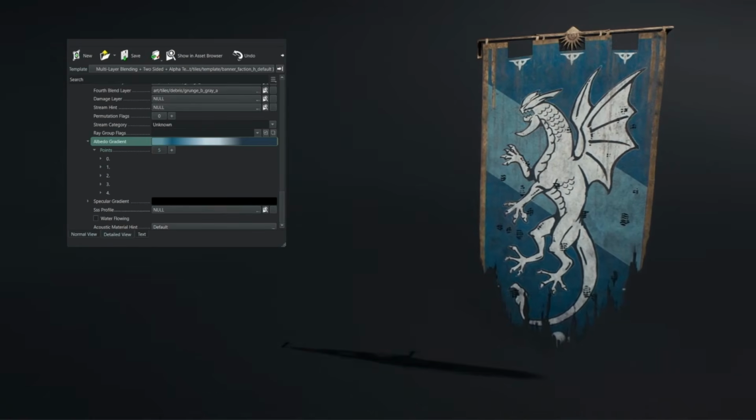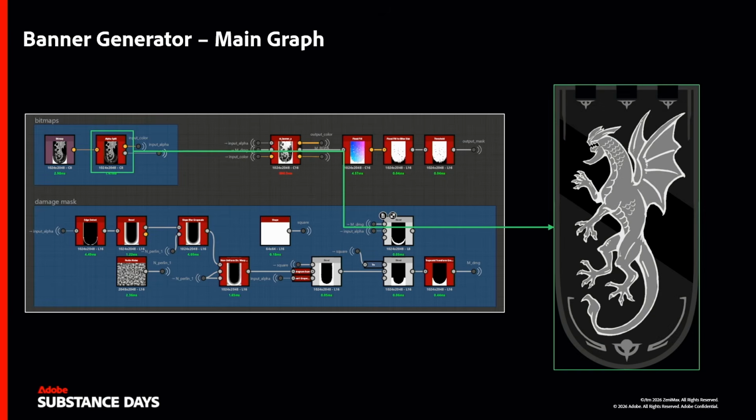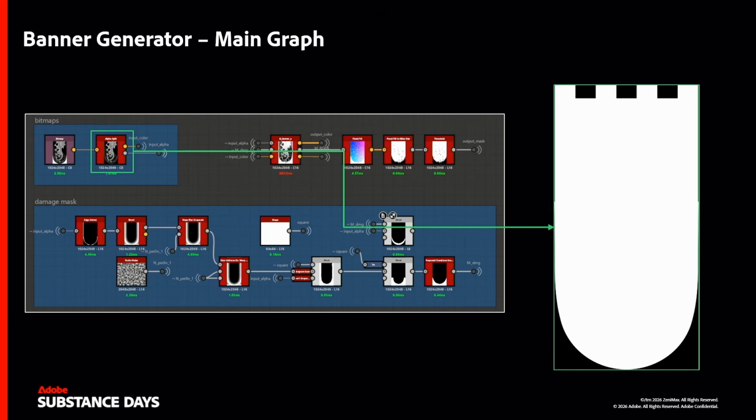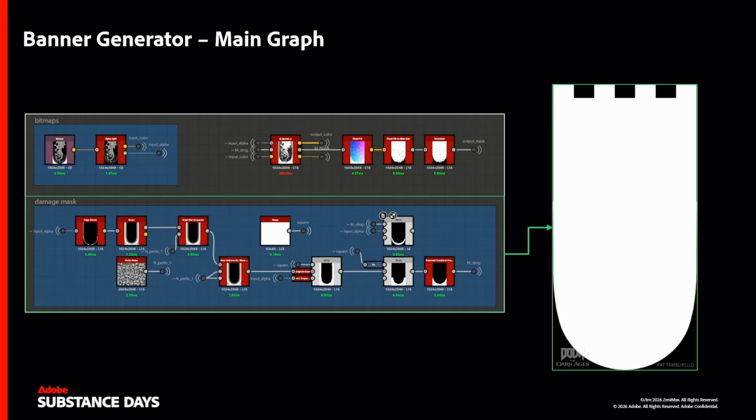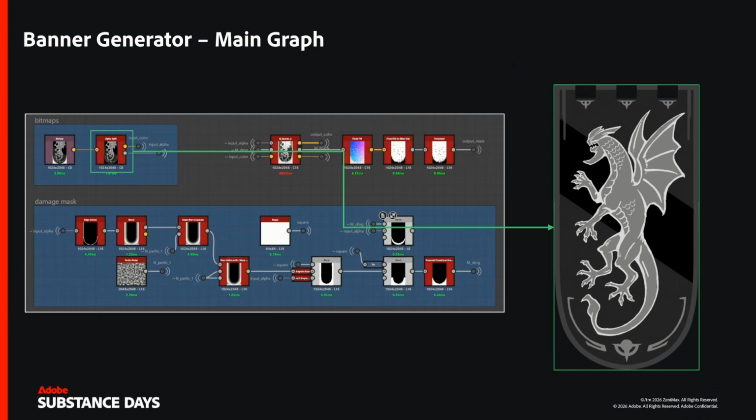So the generator starts out with an imported bitmap with an alpha channel for the initial shape of the banner. The alpha is used inside of Designer to create a custom damage mask to input into the banner generator. I did this inside of Designer instead of an external software because it gives me the flexibility to adjust the banner's damage on the fly.